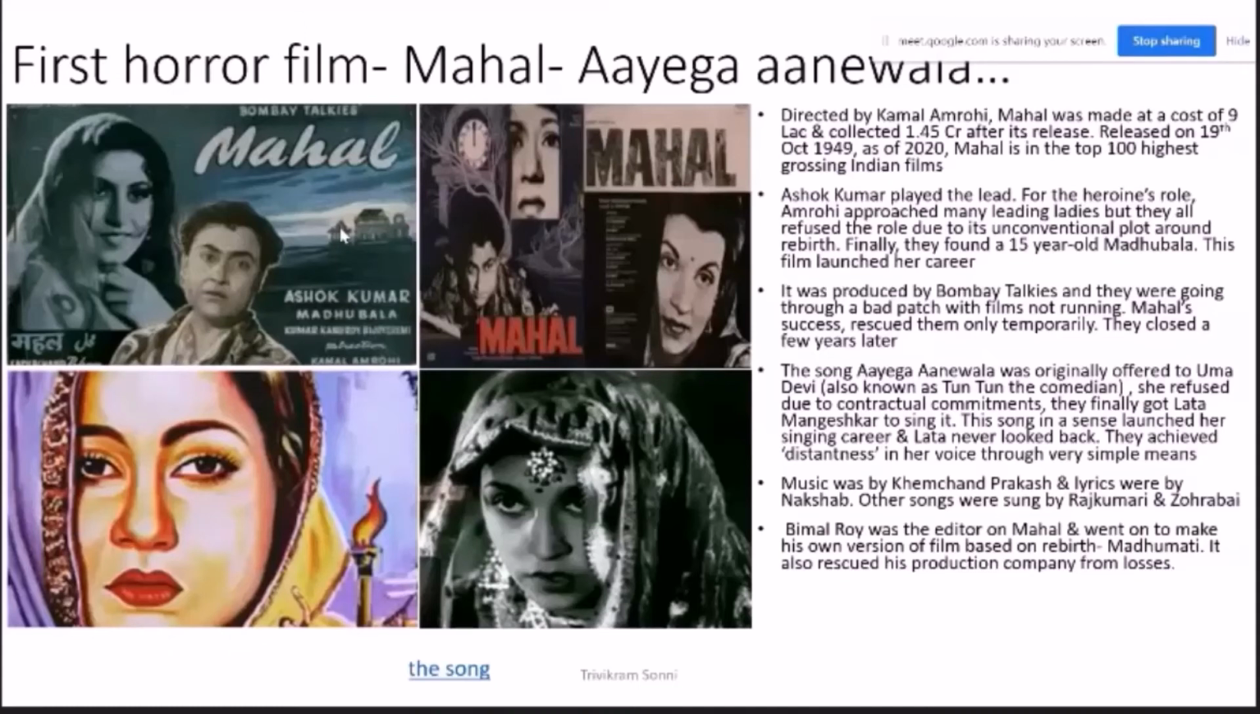Vimal Roy was the editor here. And Vimal Roy later went on to become a filmmaker in his own right. The way I look at it, he made his own version, Madhumati. Madhumati is also about rebirth and reincarnation and people getting killed and so on. And as Mahal rescued Bombay Talkies from penury, Vimal Roy's studio was also rescued by Madhumati, which is a commercial film with amazing songs. So this was Mahal. Let's try and play the song.